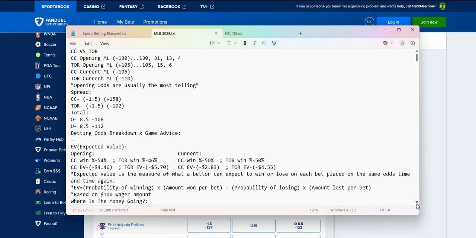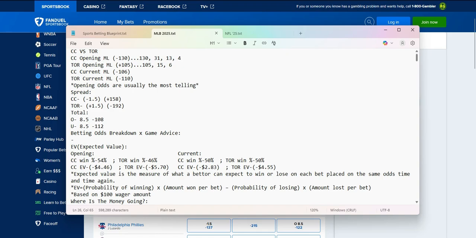Toronto opens at plus 105. Cubs currently, money line is at minus 106. And minus 110 currently for Toronto. Now, the Cubs spread that is minus 1.5 at plus 158, plus 1.5 at minus 192 for the Blue Jays. Over unders at 8.5, minus 108 cost going over, minus 112 going under.